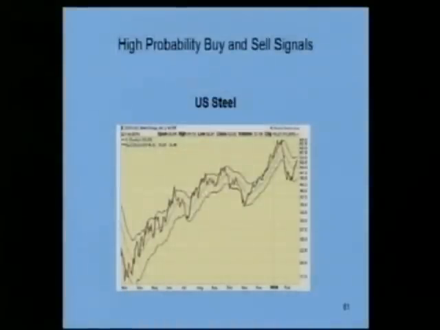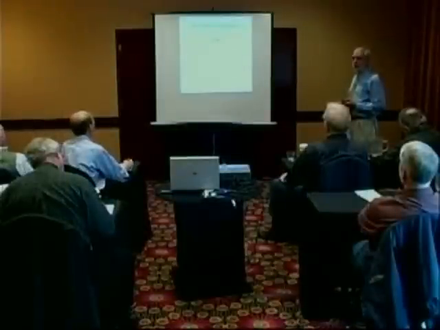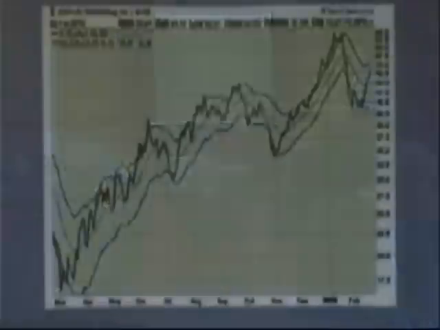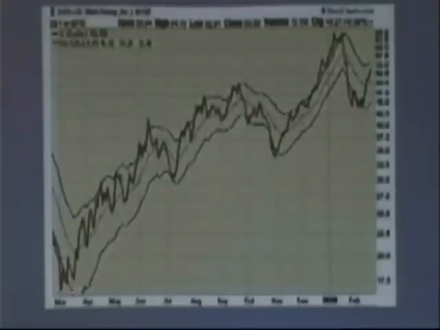Now, I want to talk about high probability buy and sell signals. And they occur if the price actually drops below the channel. Now, here's an example of the price. Here's the channel, and you can see the price drop below it, and it was below it for several days. So that's a high probability buy signal right there, whenever the price actually closes below the channel. Because normally it's contained within the two channels.